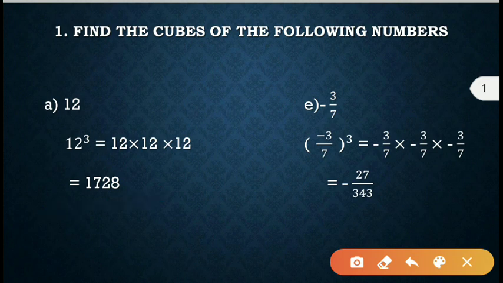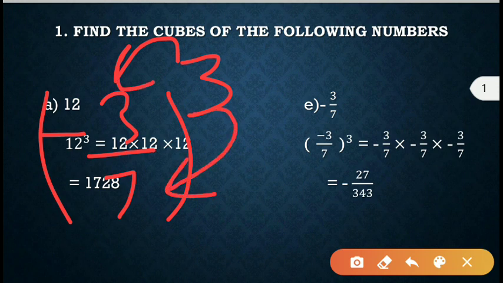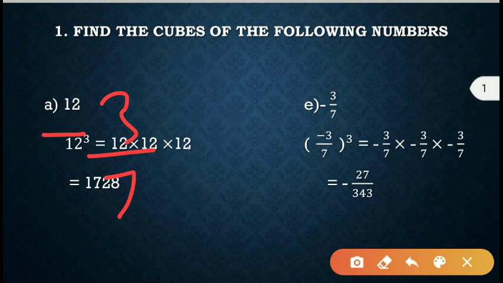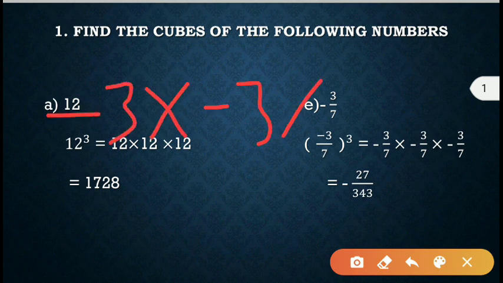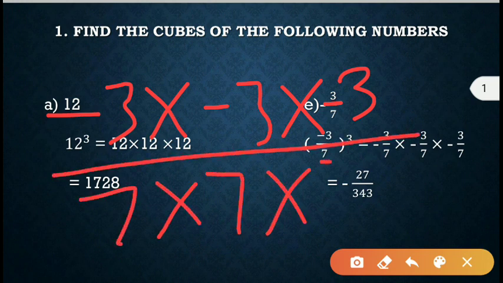Next is minus 3 by 7. Cube means minus 3 by 7 to the power 3. The 3 will also be cubed and the 7 will also be cubed, because here the cube is on the whole bracket. So the numerator will be cubed and the denominator will also be cubed. Minus 3 by 7 to the power 3 means first the numerator can be written as minus 3 into minus 3 into minus 3, and the denominator can be written as 7 into 7 into 7.